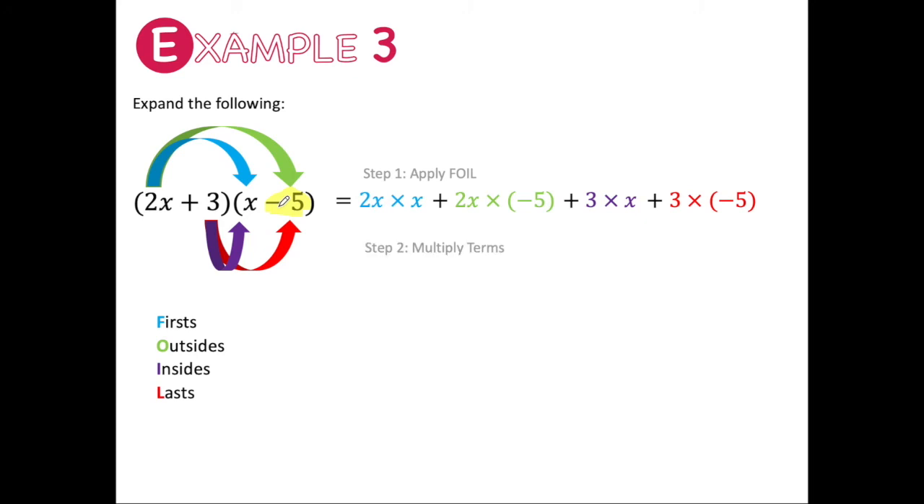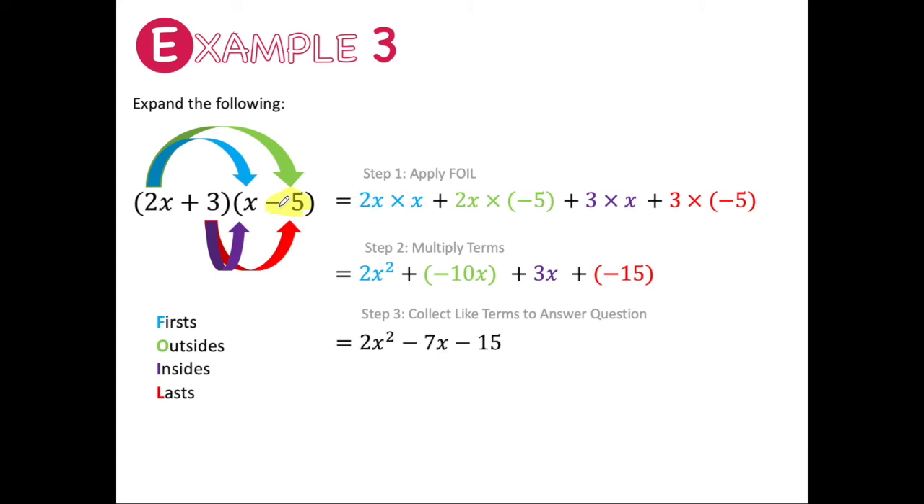So 2x multiplied by x is equal to 2x squared. And then it's going to be plus 2x times negative 5, so plus negative 10x, plus 3 multiplied by x, so plus 3x, and then plus 3 times negative 5, which is negative 15. So then I can go ahead and collect my like terms. So negative 10x plus 3x is going to get me to negative 7x. So my expanded answer is going to be 2x squared minus 7x minus 15.